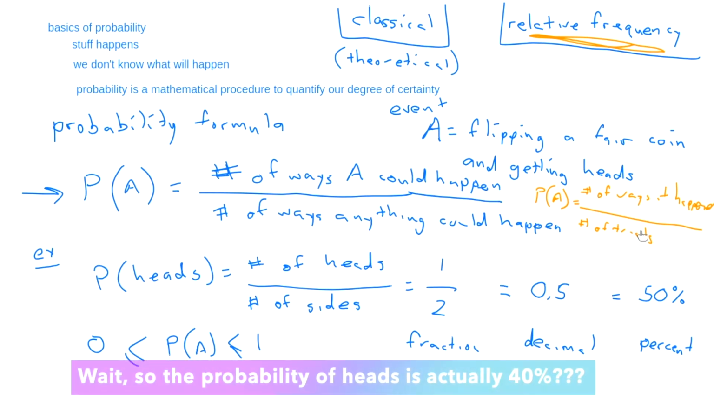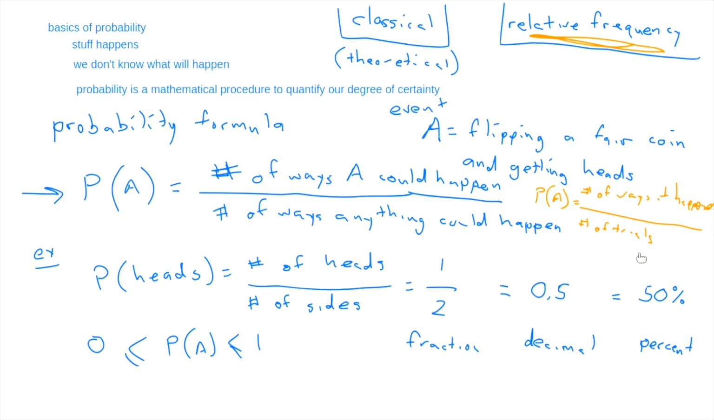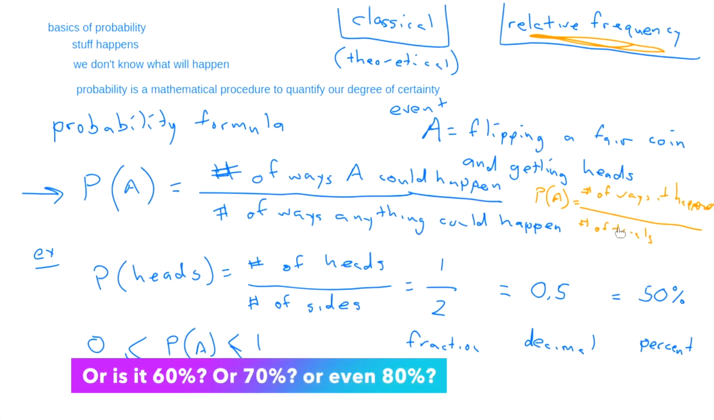And you think, wait, 4 out of 10? Well, that's 0.4, that's 40%. Oh, wait, which is it? Is it 40% or is it 50%? And you try it another time, try another set of 10 trials, and you might get 6 out of 10. You might get 7 or 8 out of 10. Not very often, but if you flip a coin a lot, you might.